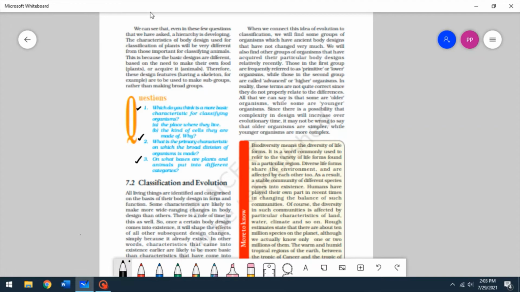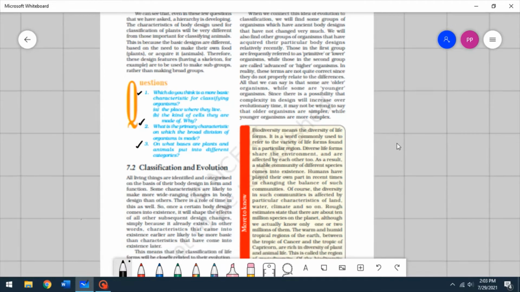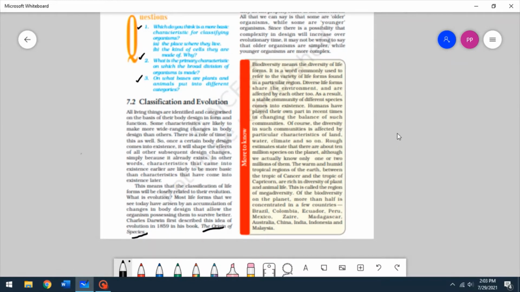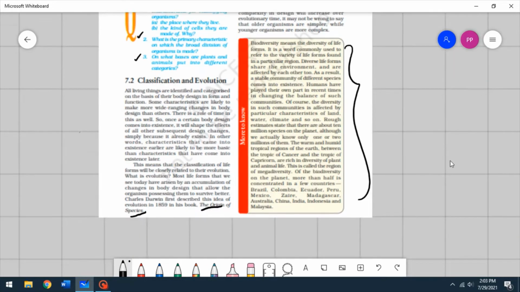Alright, so that is how we divide these organisms into primitive or lower organisms and advanced or higher organisms. Alright, so this is another block of information that you can read for general knowledge.